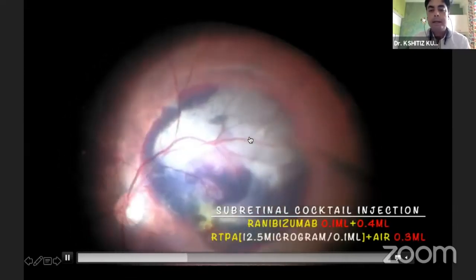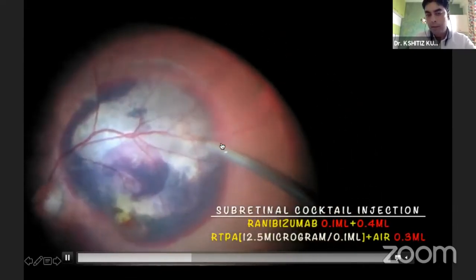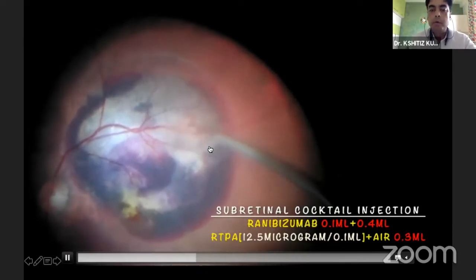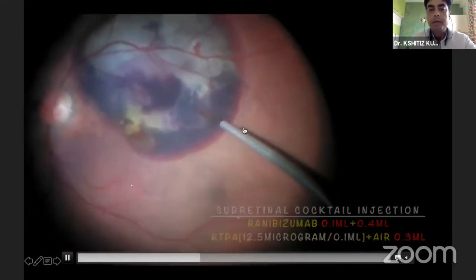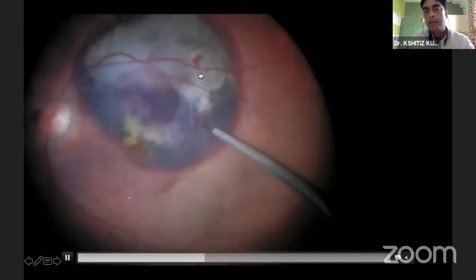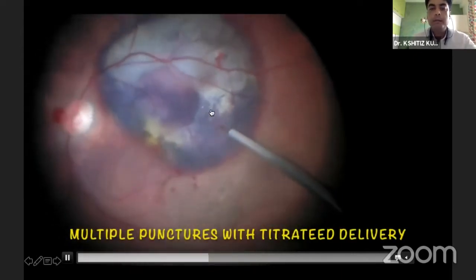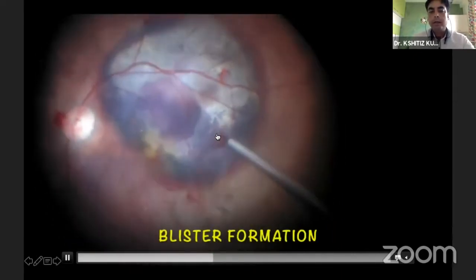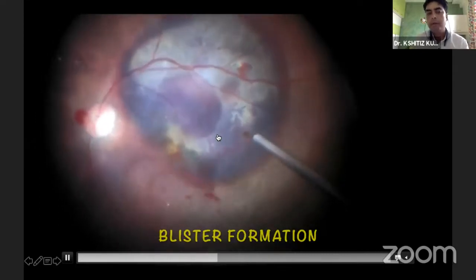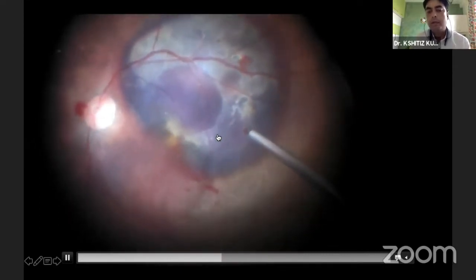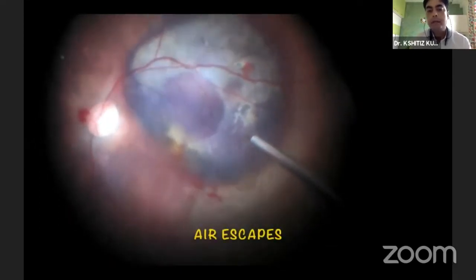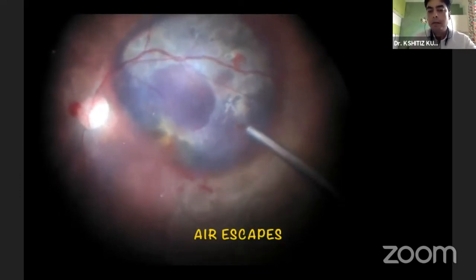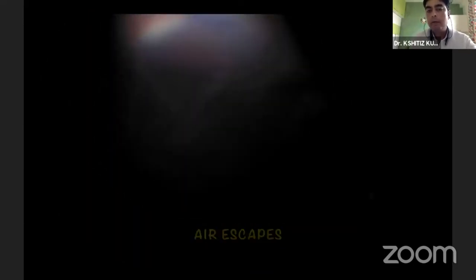And as you can see, puffs of old subretinal heme started coming out. So I changed the site, as I could not appreciate whether the blister was forming or not. I changed the site to the superior area. Since the volume of the cocktail mixture to be injected was around 0.7 cc, I used it in titrated multiple aliquots.